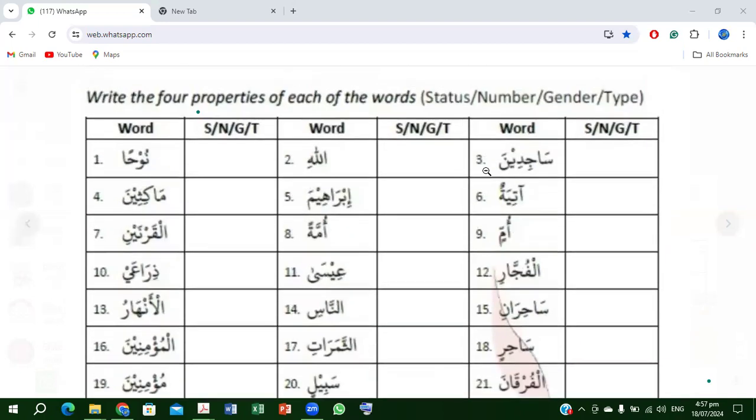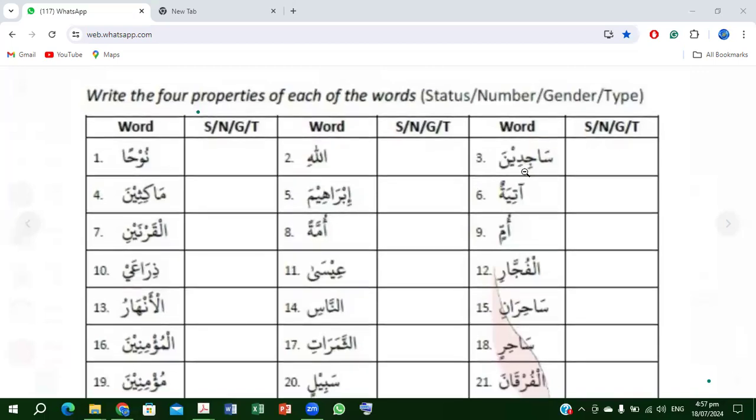अच्छा, तो sajidina is plural, rafa, sorry, nasab and jar, and gender is sajid is a male gender because there is no sign of female, and type is common because this is not a proper name. As sajidina, अगर होता alif lam लगता तो that was a proper noun.